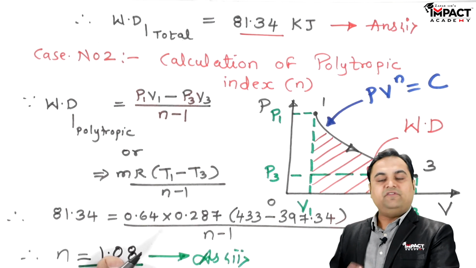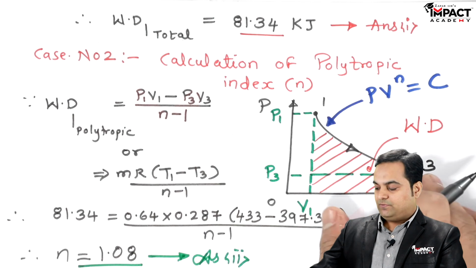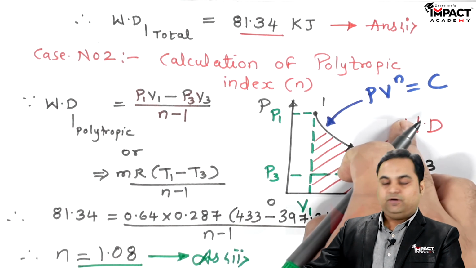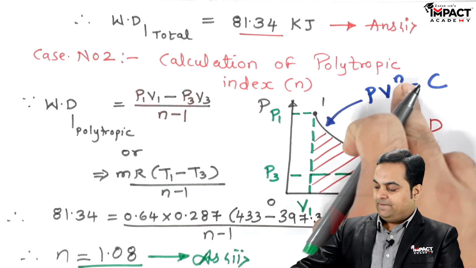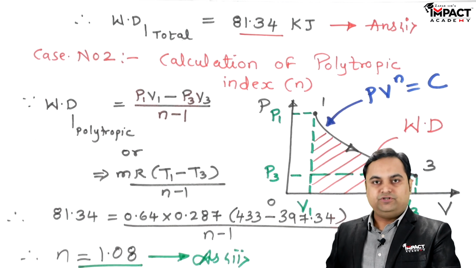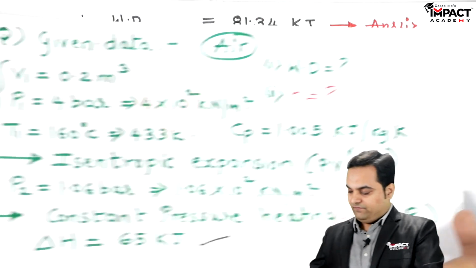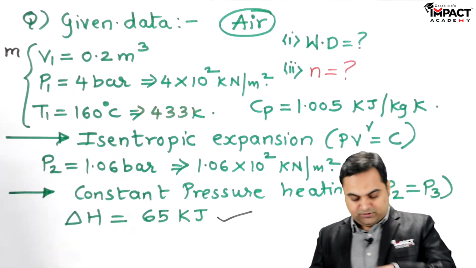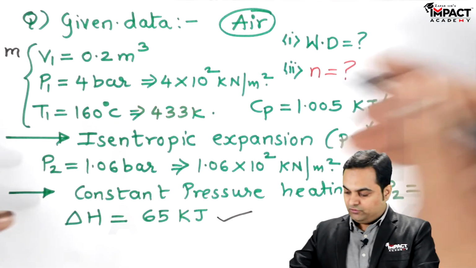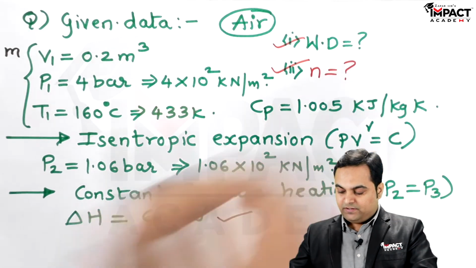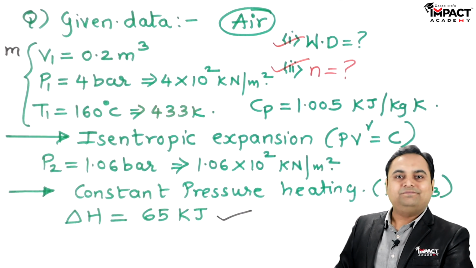So it means when we have replaced both the processes by a single polytropic expansion process, the index comes out to be 1.08, and with that the problem gets completed. Whatever the questions were there, we have solved them, and that's the end of the problem.